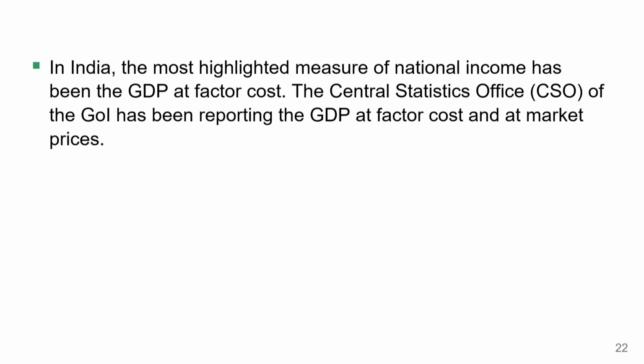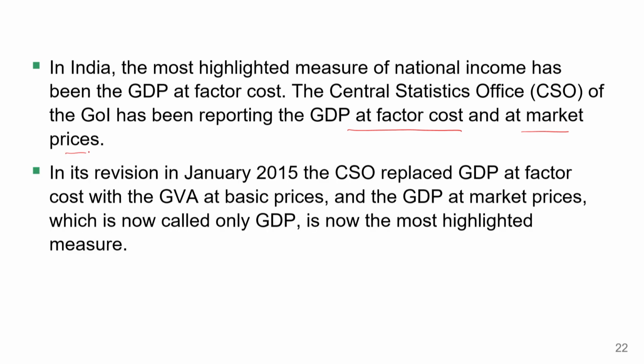If you visit the Central Statistics Office website, they report GDP at both factor cost as well as market prices. In its revision in 2015, the CSO replaced GDP at factor cost with GVA at basic prices, and GDP at market prices, which is now called only GDP, is now the most highlighted measure. As I mentioned, this is almost similar to GDP at factor cost.